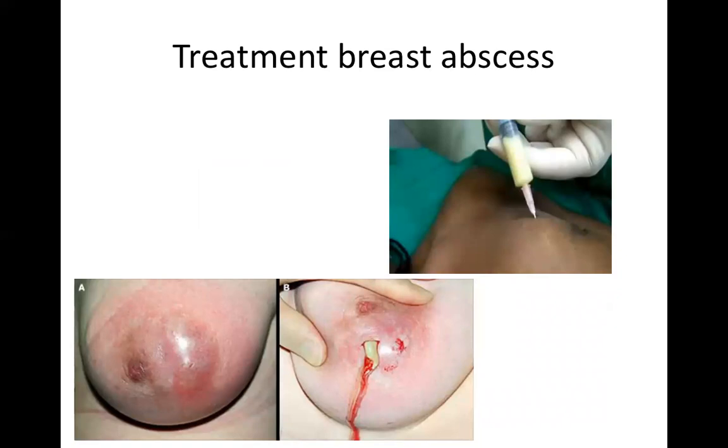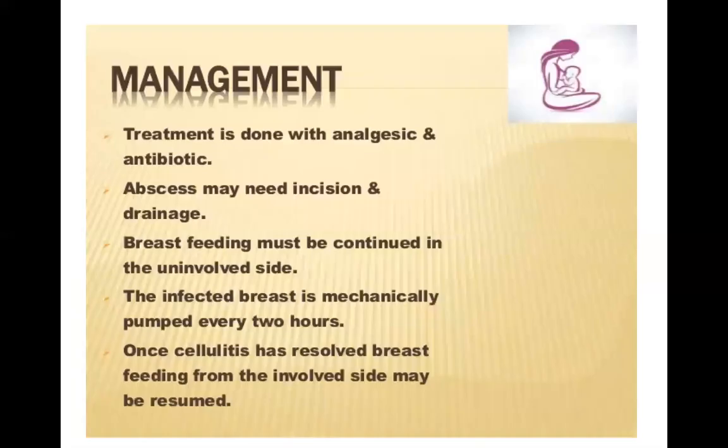This is how a breast abscess is treated. The small breast abscess can be aspirated, while the larger ones may need incision and drainage. You will also have to give analgesics and antibiotics. Breastfeeding may be continued on the uninvolved side. The infected breast is mechanically pumped every 2 hours. Once cellulitis has resolved, breastfeeding from the involved side may be resumed.